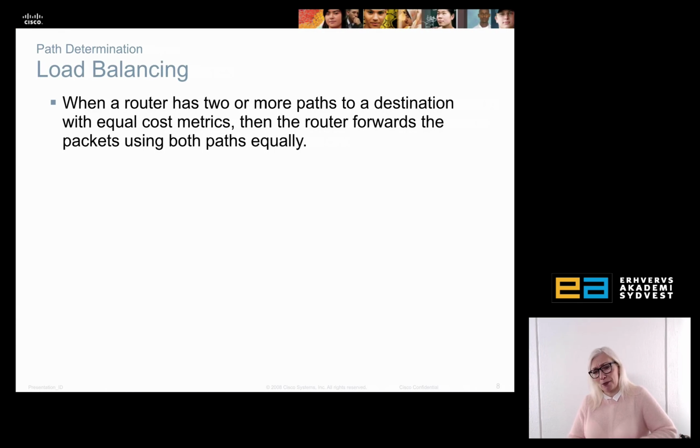If we have more than one path to the same network, well, then the routers will load balance, which means that they will switch between the equal paths to a network.